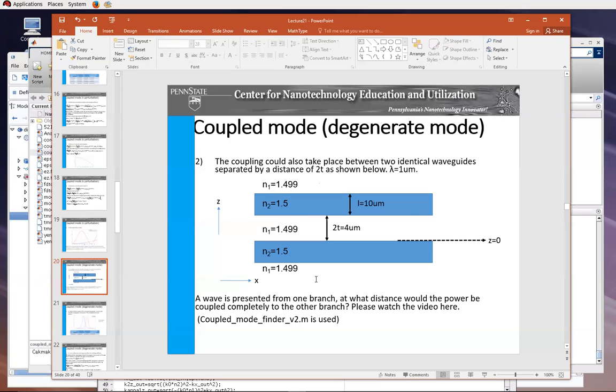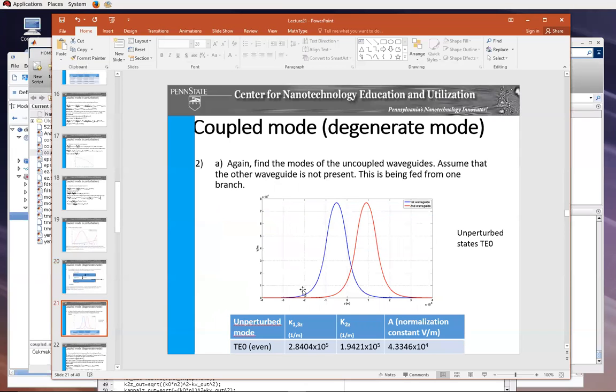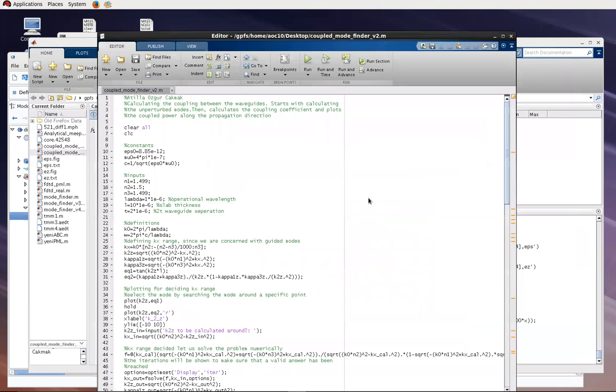We're going to be using another MATLAB code. This is going to be the second version. And all we need to do first, as you now know, is to find the unperturbed modes for the 0th order. I already found the propagation constants for that, and let's try to do the same with the MATLAB code. So here is the MATLAB code. Let's try to run it. I hope the connection will go smoothly.